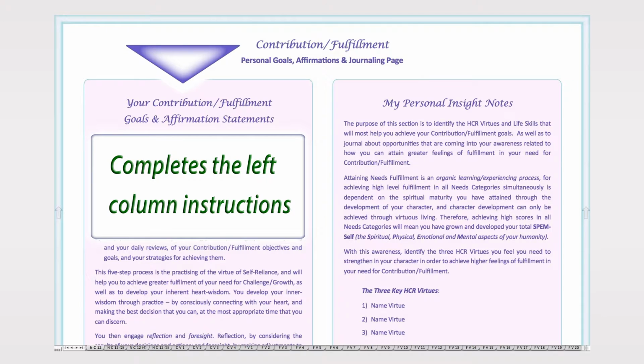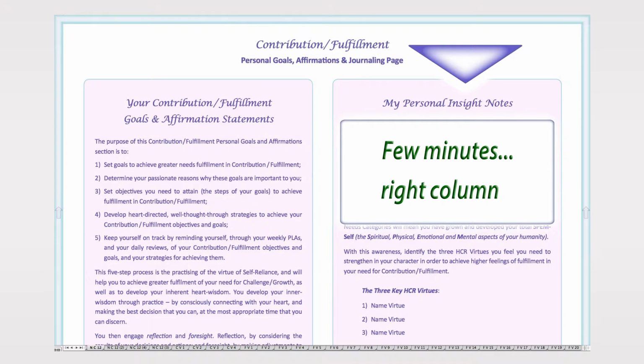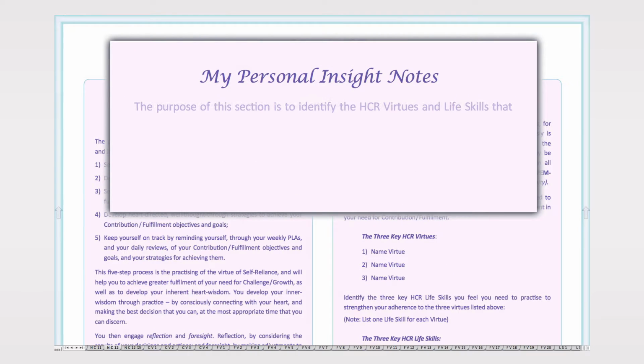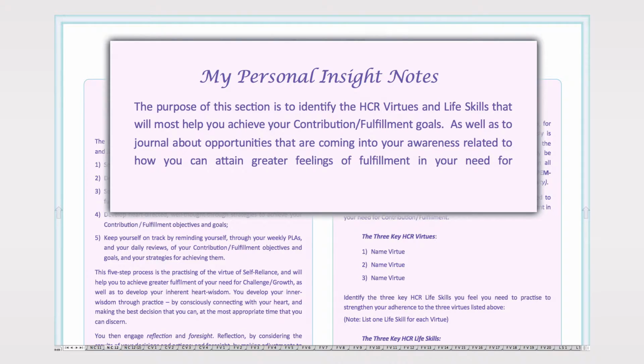That completes the left column instructions. We'll now take a few minutes to explain the right column. And we'll start with these opening paragraphs. My personal insight notes. The purpose of this section is to identify the HCR virtues and life skills that will most help you achieve your contribution fulfillment goals, as well as to journal about opportunities that are coming into your awareness related to how you can attain greater feelings of fulfillment in your need for contribution fulfillment.